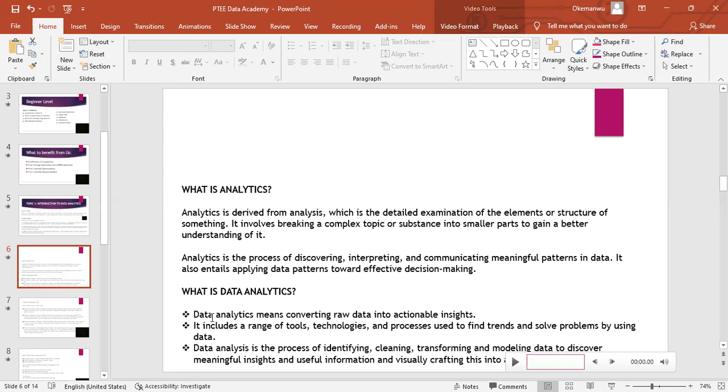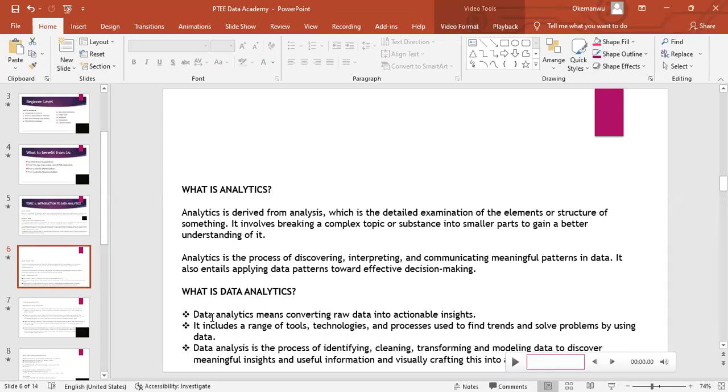Basically, in a straight line, I say data analytics means converting raw data into actionable insights. I told us what the raw data is. Raw data is data that is yet to be cleaned. That is dirty data, or in some academies we call it data that is yet to be crunched, uncrunched data, something like that.